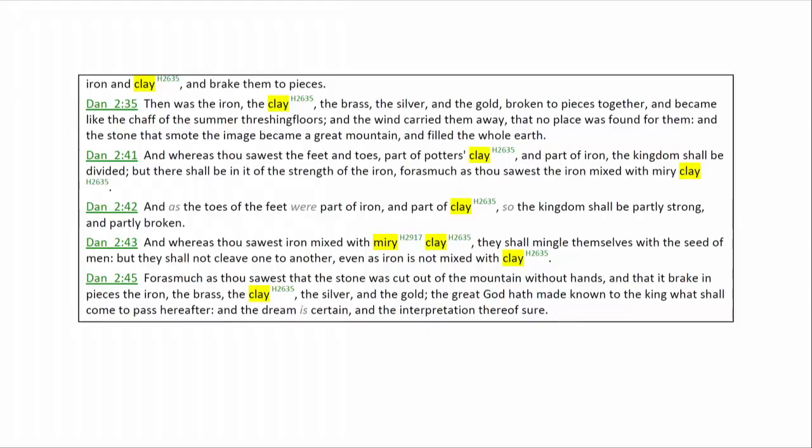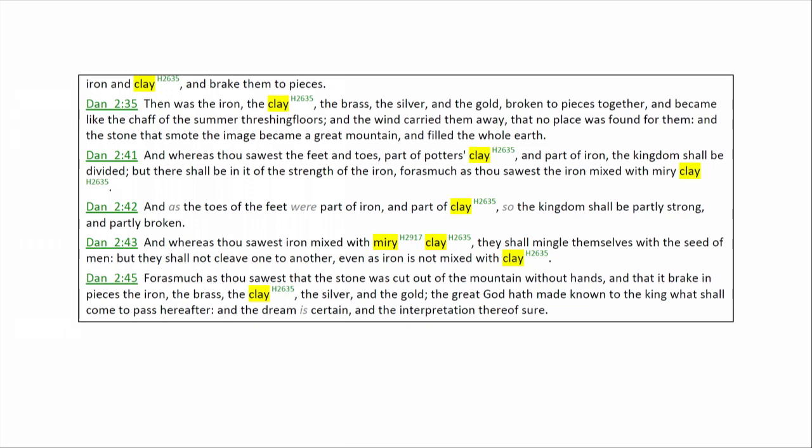In verse 42, and as the toes of the feet were part of iron and part of clay, so the kingdom shall be partly strong and partly broken. It just deals with the word clay in verse 42. And then verse 43 gives us some other information. And whereas thou sawest iron mixed with miry clay, they shall mingle themselves with the seed of men, but they shall not cleave one to another, even as iron is not mixed with clay.